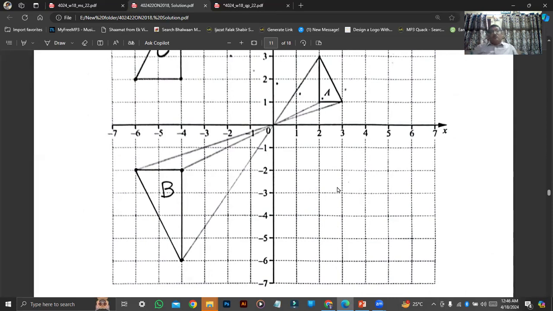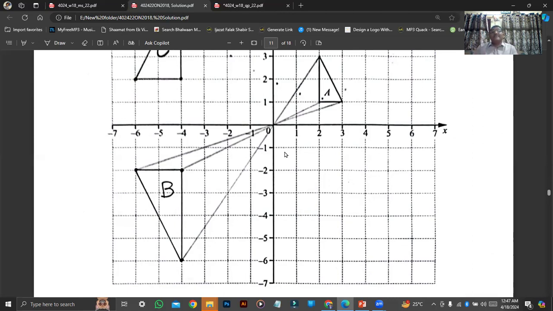Okay, so I will join the corresponding points from the image and the object with each other. I will join this point with the corresponding point here, this point with the corresponding point here, and this point with the corresponding point. Where these lines intersect, that is the center of the enlargement. So 0, 0 is the center of the enlargement. Because the image and the object are on the opposite sides of the center of enlargement, the scale factor is negative. So P is an enlargement and the scale factor is negative.